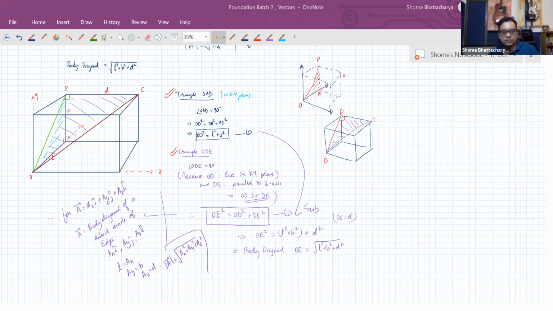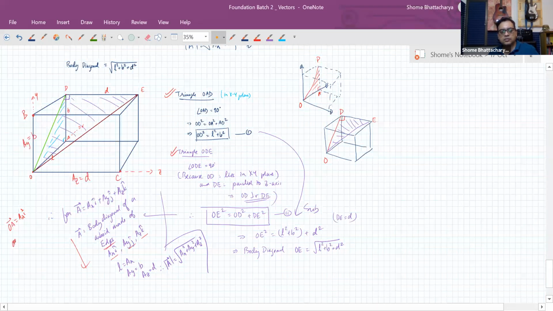This is the magnitude of the vector. So it is cuboid is made of the edges. Edges are individually ax i cap, ay j cap, and az k cap. And you can see in this cuboid the edge OA is nothing but ax i cap. Similarly, if this point is B, so this is ay equal to B, and if this point is C, this is your az, which is equal to D. So the edges, mutually perpendicular edges, are like this.